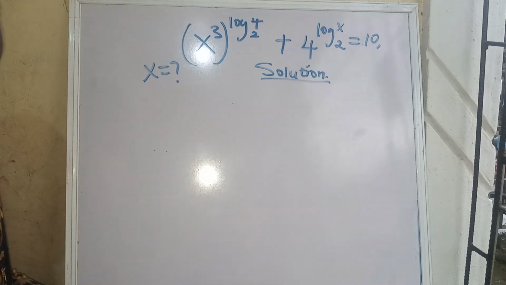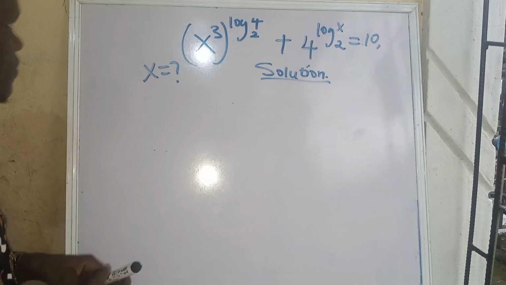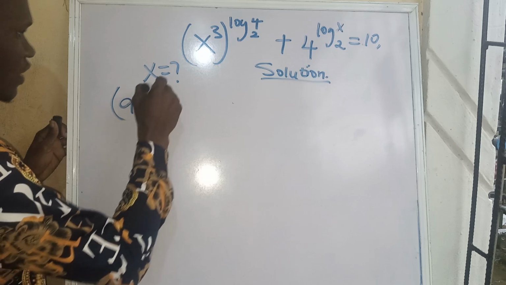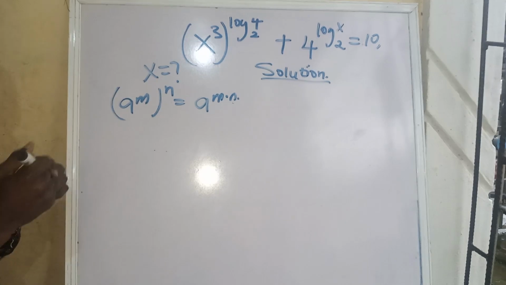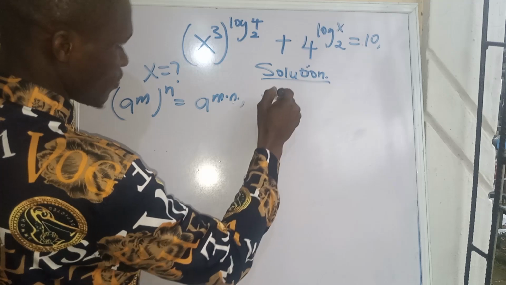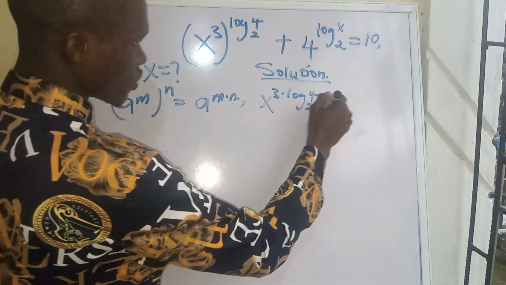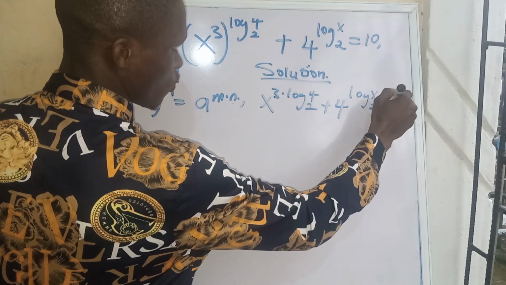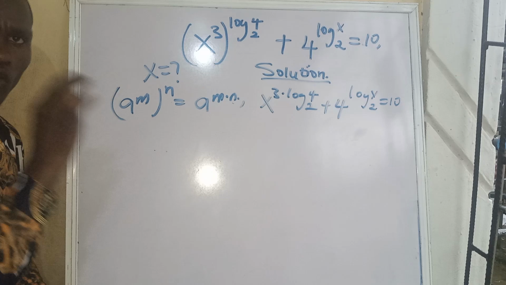Recall from indices, because in this class I'm going to apply some principles of indices and other basic mathematical rules. Recall that (a^m)^n is also equal to a^(m times n). If I apply this rule here, I can rewrite the whole of this as x to the power of 3 times log 4 to base 2, plus 4 to the power of log x to base 2, equals 10. Nothing changes, it still remains the same by applying this rule from indices.